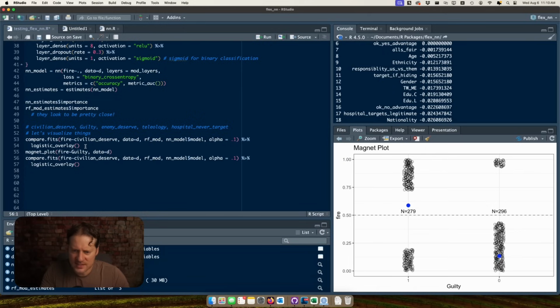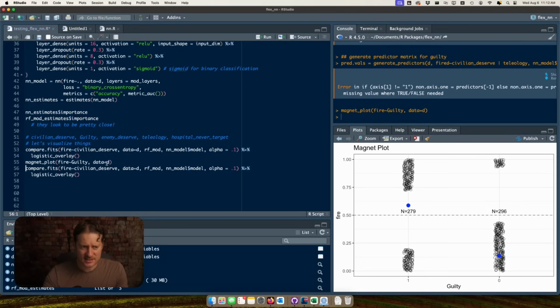And so both models say that guilty is an important predictor. And those blue dots represent the prediction from a logistic model, but they don't represent the prediction from these models. So, I mean, that's good because we see there's a huge difference between the two predictions. So I guess it's not surprising that both of them suggested that.